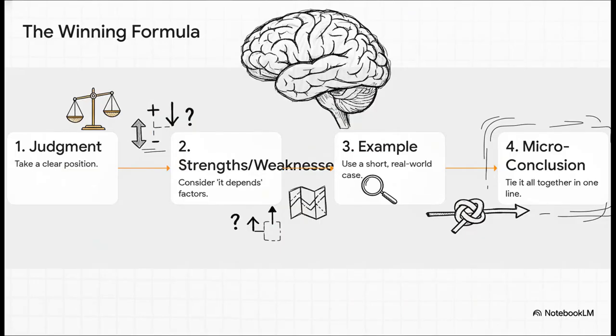So let's put it all together one last time. By following these 4 simple steps, you are setting yourself up to write a complete, high-scoring evaluation every single time. Start with a judgment, analyze those "it depends" factors, ground it with a real example, and then finish strong with a micro-conclusion. It's a winning formula.